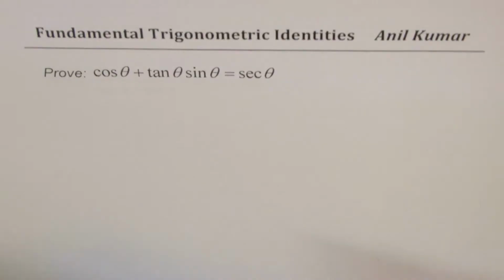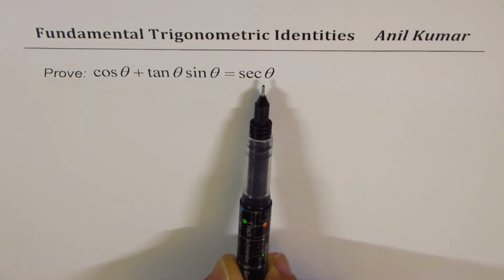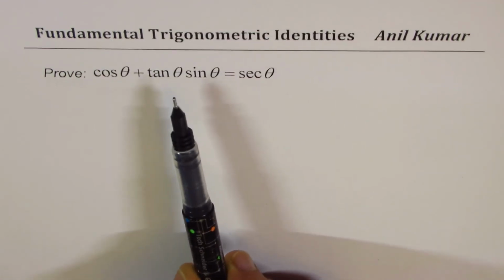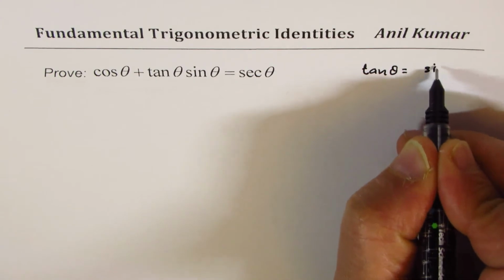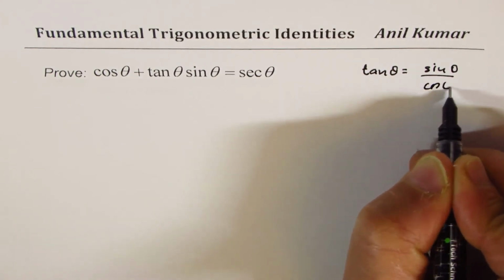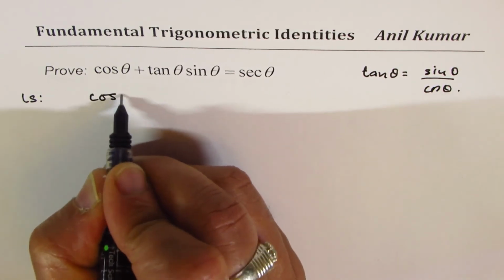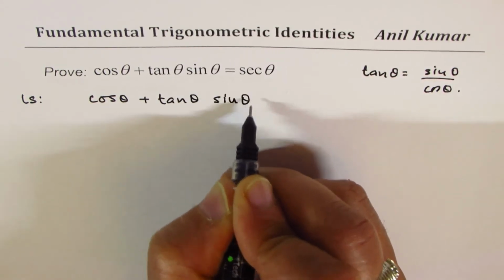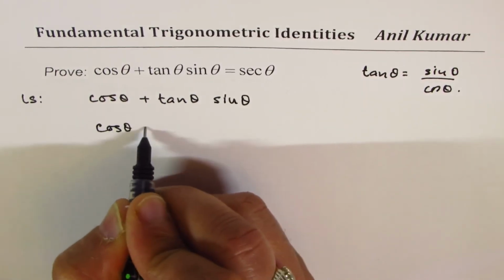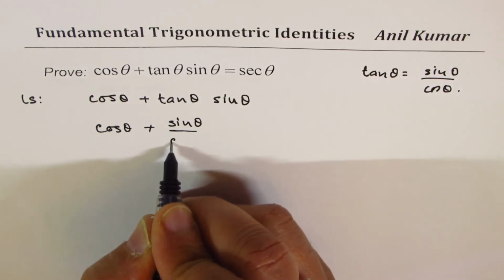Okay, so now let's do the rest of the questions quickly. We have cos theta plus tan theta sin theta equals secant theta. Now what should you use? Well, we have to convert each term into sine and cosine. That should help. So we'll start with the left side, which looks more complicated. It is cos theta plus tan theta sine theta. So I'll just replace tan theta with the ratio of sine and cosine, right?